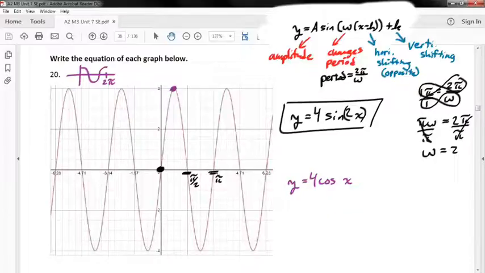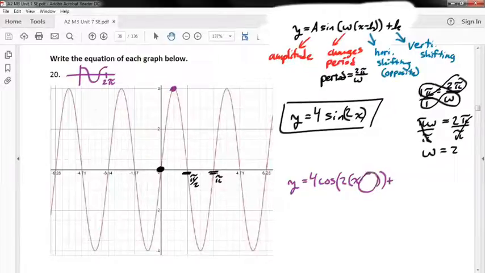So the period still equals pi, so I'm still going to have a 2 right here. But this time, the 2 needs to go outside the parentheses. Actually, let me rewrite that. I'm going to get rid of this and give myself a little more space. I'm going to put my 2 right there, then my h is going to go right there, and my k is going to go right there. Let's put a plus sign right there.